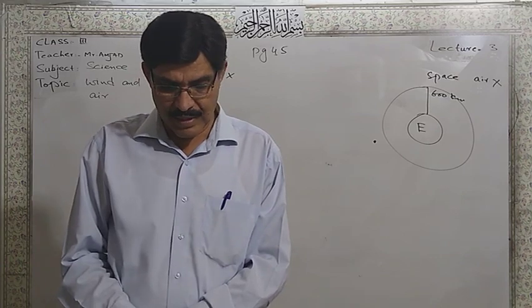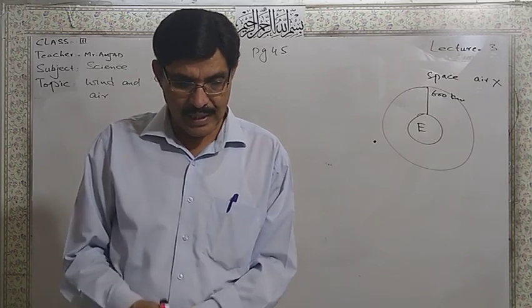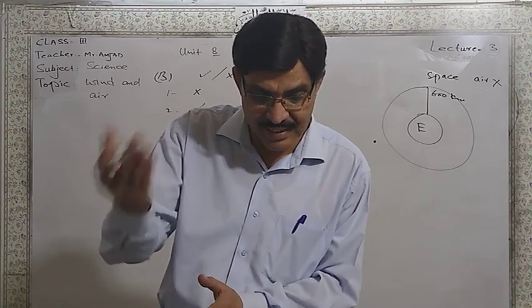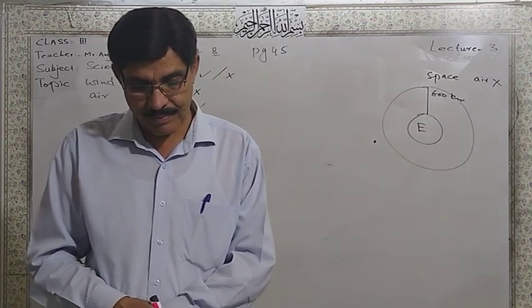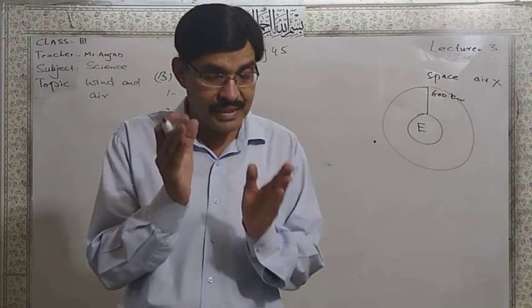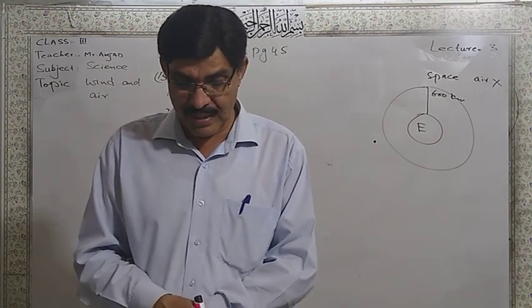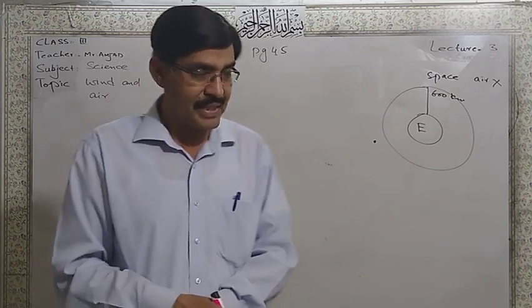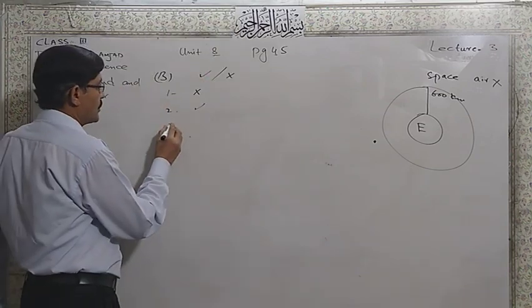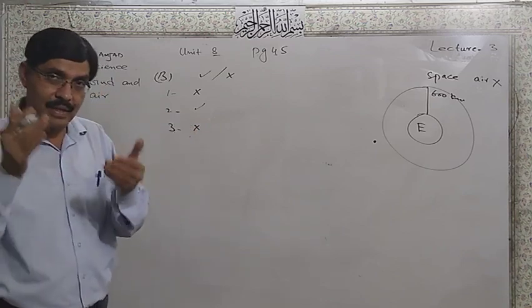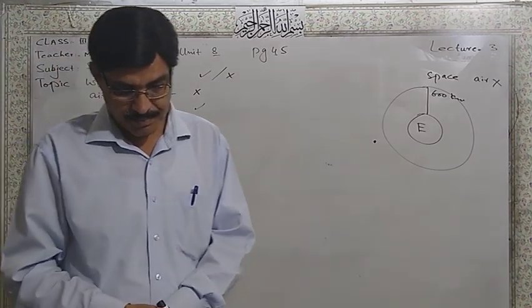Third one, warm air is heavier than cold air. The warm air rises because it is lighter than cold air. That's why it is lighter. Warm air is lighter than cold air. Here it is written warm air is heavier than cold air. It is cross. Number 3 is cross. It is not heavier, it is lighter than cold air.